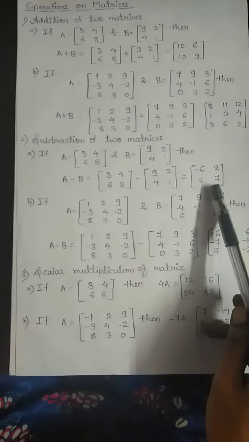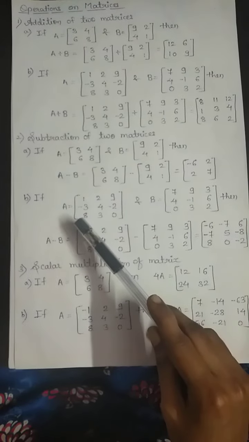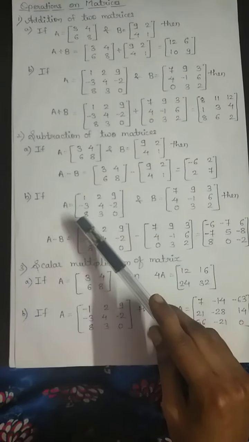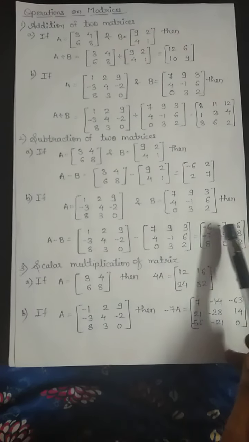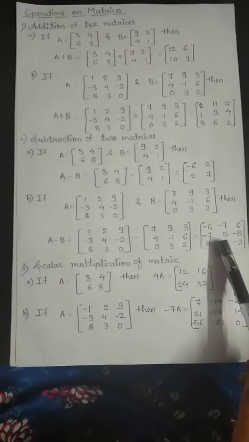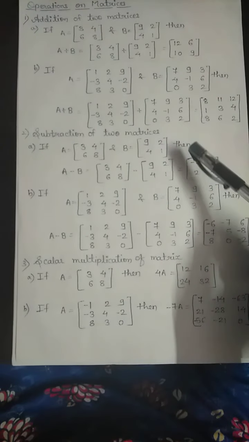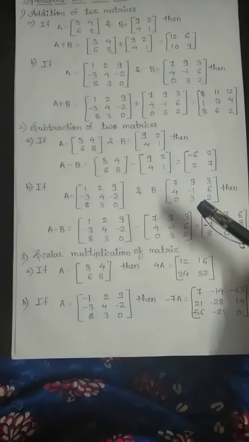So 3 minus 9 is minus 6, 4 minus 2 is 2, 6 minus 4 is 2, 8 minus 1 is 7. Now here also, if we consider two matrices of order 3 by 3, then the subtraction procedure will be the same. 1 minus 7 is minus 6, 2 minus 9 is minus 7, 9 minus 3 is 6 and so on. So we can say that for subtraction of two matrices also we require two matrices of the same order.